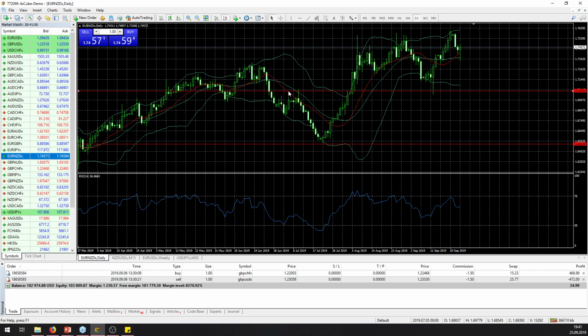So you could have made some very nice, tidy little profits off this morning star formation. This is how we would place stop losses and take profit orders if we were to buy after the morning star formation has formed. Okay, moving on.